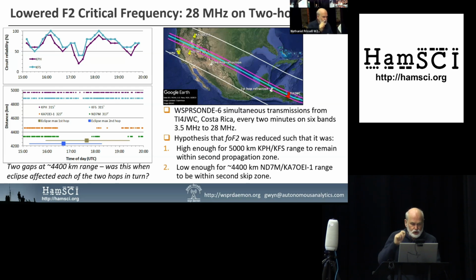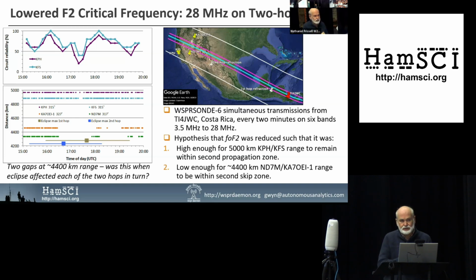The top graph on the left is circuit reliability, and we see 2 dips, one at about 1630 and the other one at about 1710, 1720 at KPH and KFS, but they don't drop to 0. So the circuit reliability in 20-minute intervals stays above 20%. That's quite different at the sites that are closer to Costa Rica. There are distinct gaps. In fact, there are 2 distinct gaps where the signal returns for a short while.